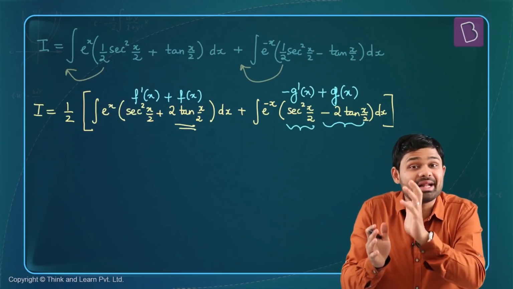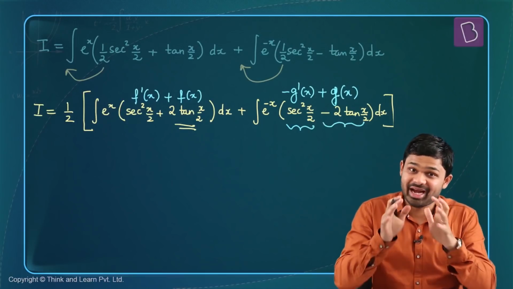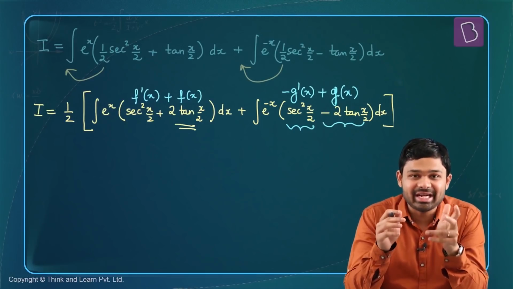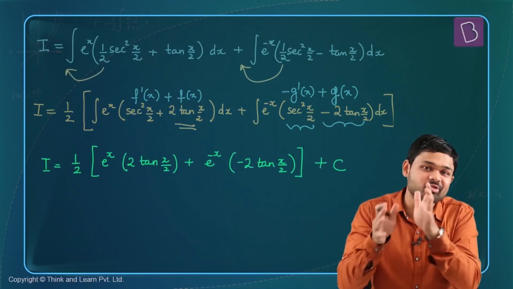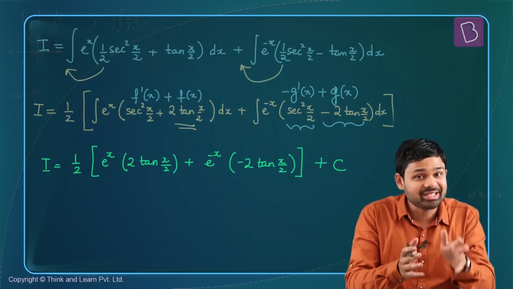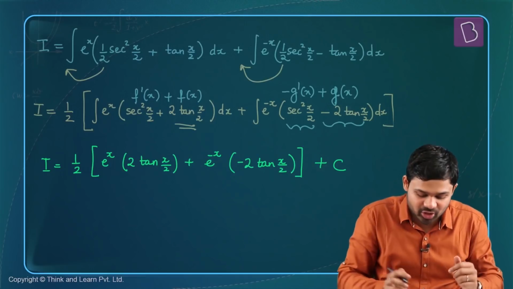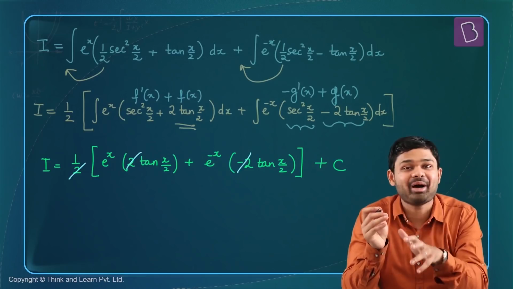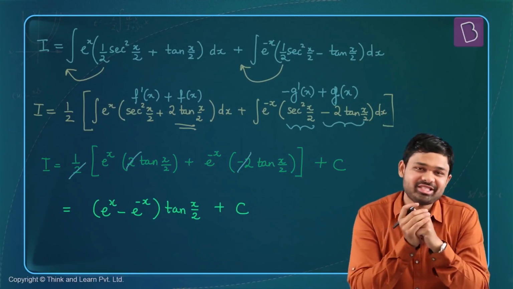So I have e power negative x multiplying g of x minus g dash of x, and we again know how to integrate this. It's nothing but e power negative x multiplied by the function itself. So my final integral is 1 half of e power x multiplied by the function, which is 2 tan x by 2, plus e power minus x multiplied by the function, which is minus 2 tan x by 2. So the half is going to cancel out with all the 2's in the numerator, and I get e power x minus e power minus x tan x by 2 plus, of course, the constant of integration.